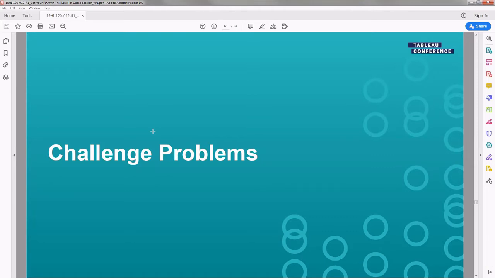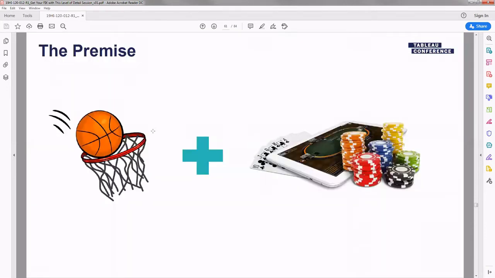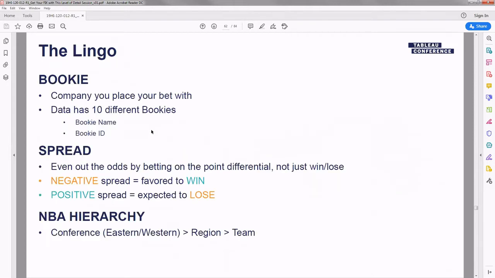It's a basketball league. It consists of around 30 teams. Today, in this particular set of problems, we'll be dealing with betting data. We call it bookie data, betting data on this particular league. Let me give you a brief terminology to understand all the questions.